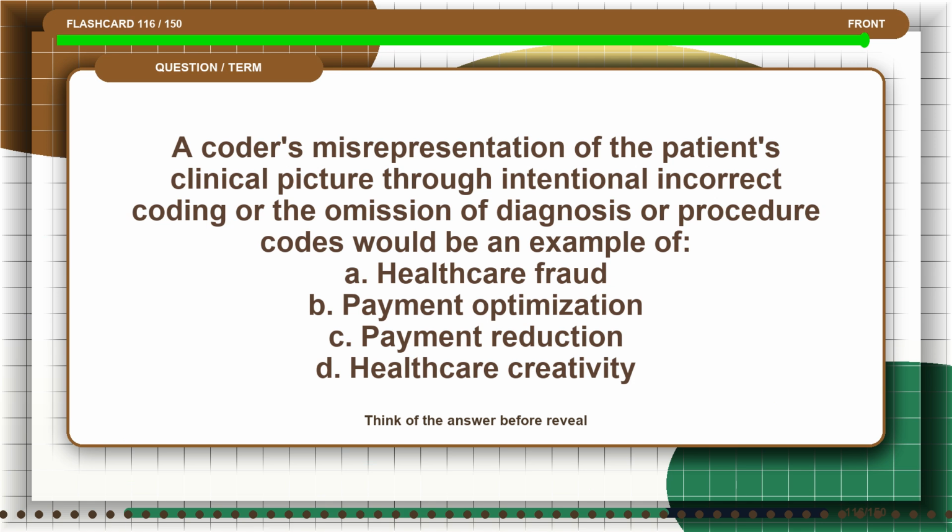Flashcard 116. A coder's misrepresentation of the patient's clinical picture through intentional incorrect coding or the omission of diagnosis or procedure codes would be an example of A. Healthcare fraud. B. Payment optimization. C. Payment reduction. D. Healthcare creativity. Think of the answer before the reveal.